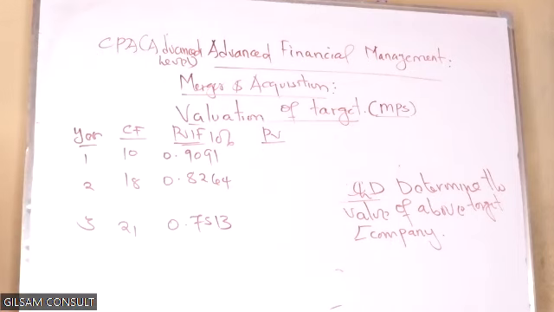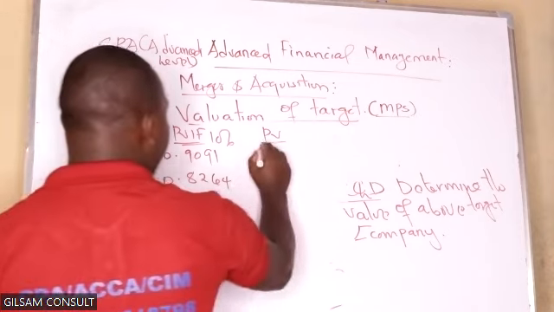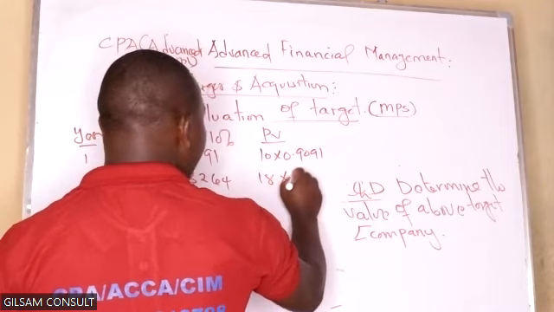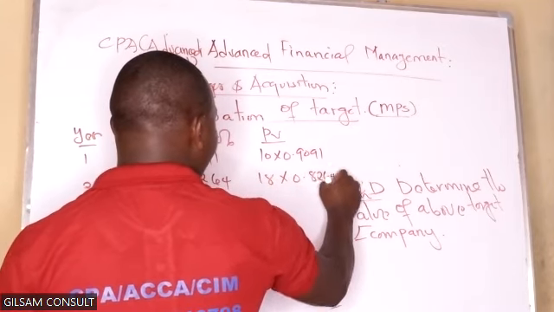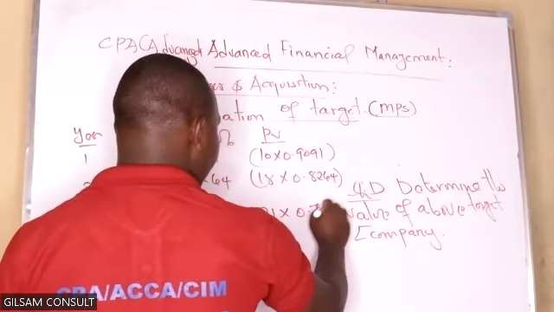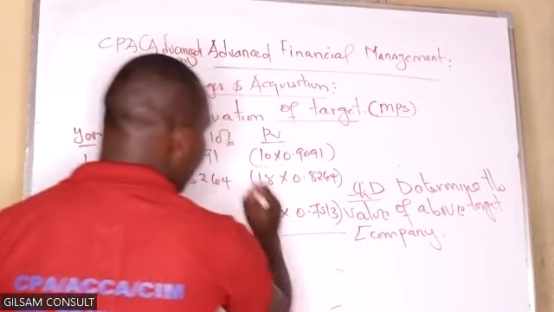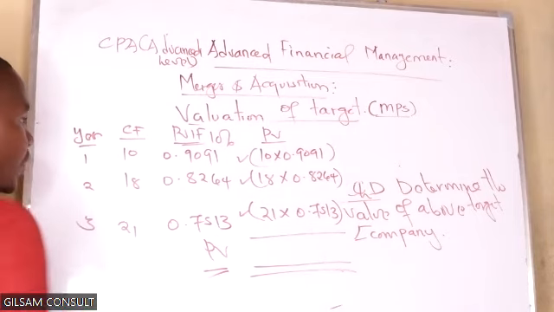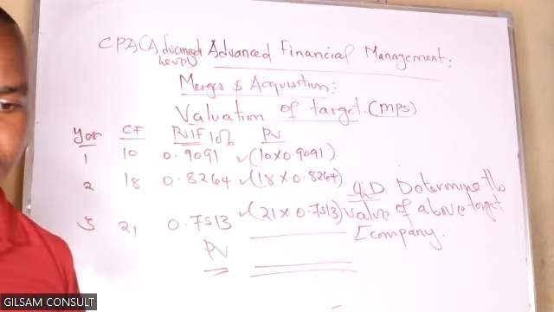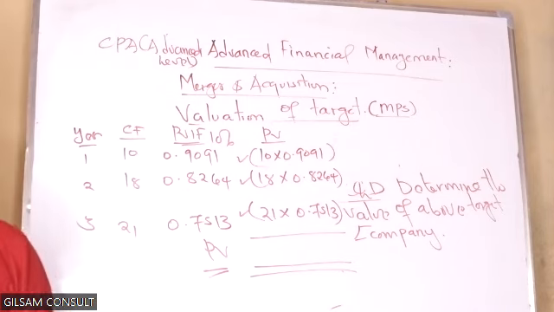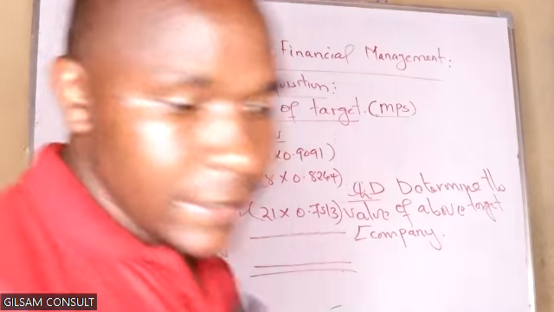Then you multiply to get the present value. Just cross multiply. Here I will have 10 times 0.9091. Here I will have 18 times 0.8264. Here I will have 21 times 0.7513. Once you get that, you add this one plus this one plus this one to give you the present value, and that is the market value of that target company. That's how we will be applying this concept in this topic.